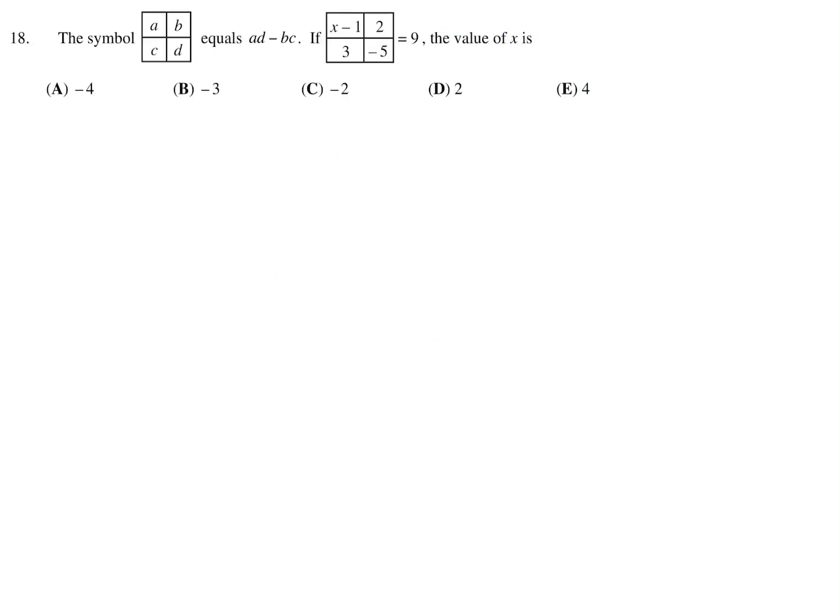The symbol ABCD equals AD minus BC. If x minus 1, 2, 3, and negative 5 are equal to 9, what is the value of x? All right, so they've given you the definition of that symbol, and let's just apply that to that box. So that would mean x minus 1 times negative 5 minus 2 times 3. And that is all equal to 9.